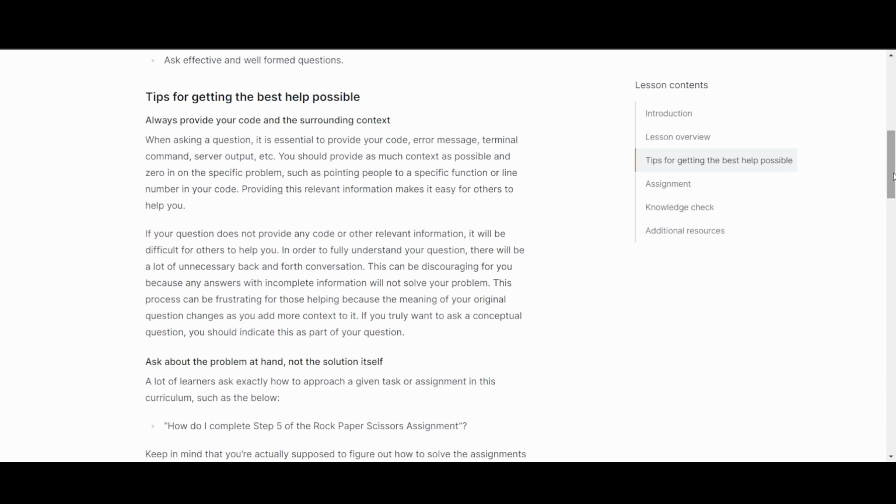If your question does not provide any code or other relevant information, it will be difficult for others to help you. In order to fully understand your question, there will be a lot of unnecessary back and forth conversation. This can be discouraging for you because any answers with incomplete information will not solve your problem. This process can be frustrating for those helping because the meaning of your original question changes as you add more context to it. If you truly want to ask a conceptual question, you should indicate this as part of your question.